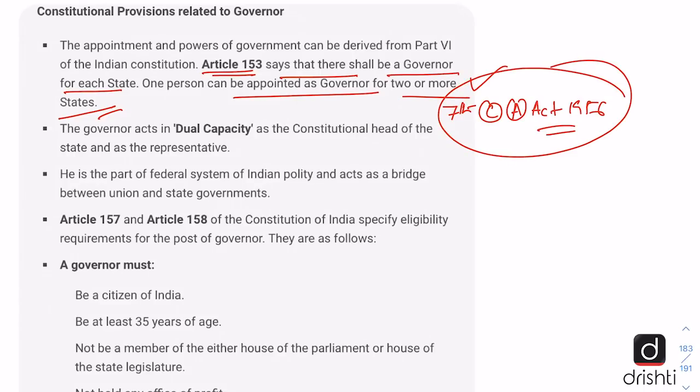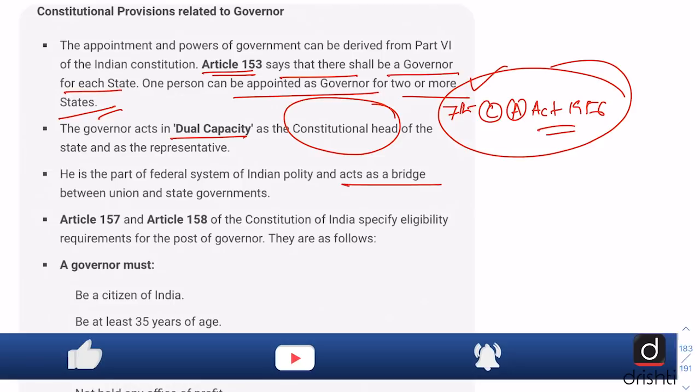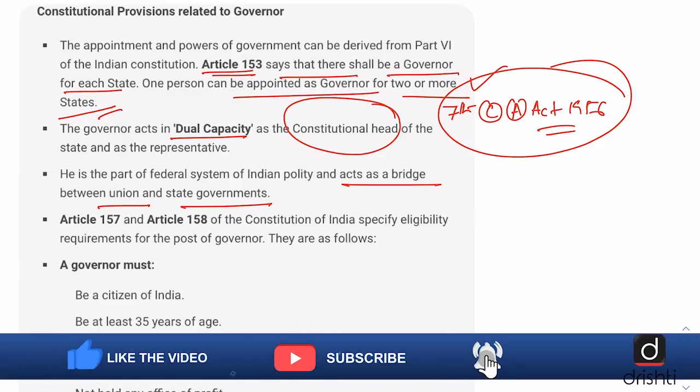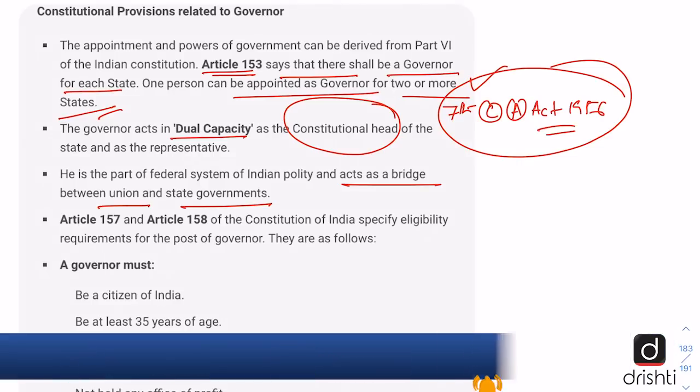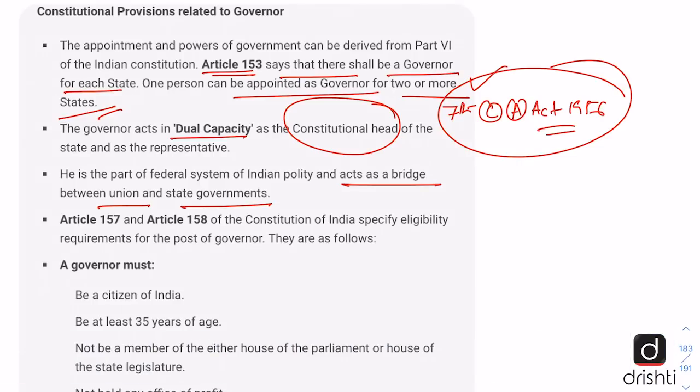Now, the governor is supposed to act in a dual capacity as the constitutional head of the state as well as a representative of the center in the state. And the governor has to act as a bridge between the union and the state governments. And there are only 2 qualifications for a person to become governor as per the Constitution of India. One, he must be a citizen of India. Secondly, he or she must have attained at least 35 years of age. Also, the governor should not be a member of either House of the Parliament or House of the State Legislature, and should not hold any office of profit as well.